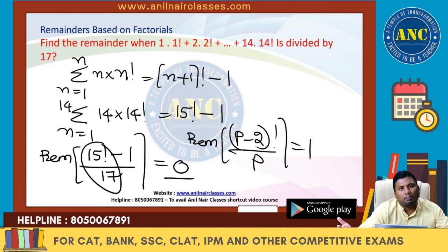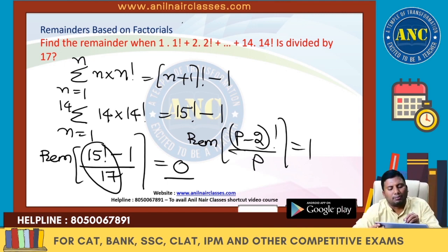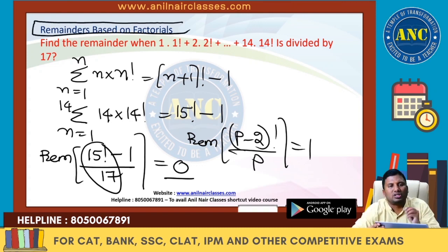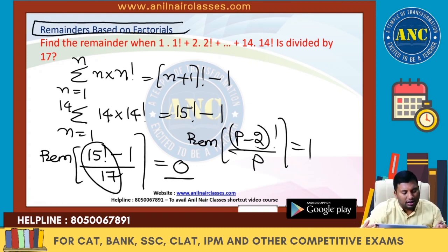Previous question it is p minus 1 factorial by p. Now the question is p minus 2 factorial by p. Variety of questions we are solving under that subtopic. Remainders based on factorials.